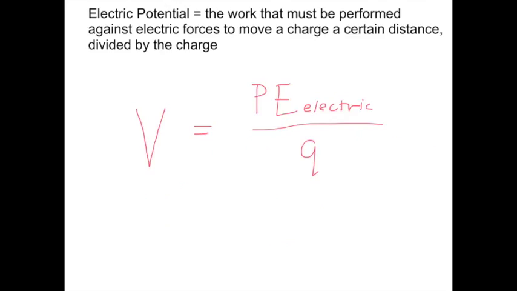Electric potential describes the work that must be performed against electric forces to move a charge a certain distance, and then that's all divided by the charge. So electric potential is represented as a V, and then that equals Pe electric, or electrical potential energy, divided by Q, which is the strength of the charge. So this essentially allows us to calculate a charge's potential independently of the size of the charge. So since we're dividing by this Q on the bottom, it shows that this electric potential is the result of other charges surrounding a charge, but it does not depend on the strength of the charge itself.